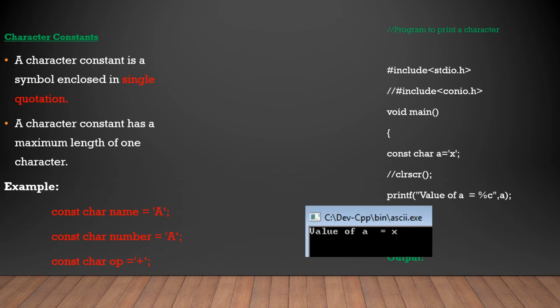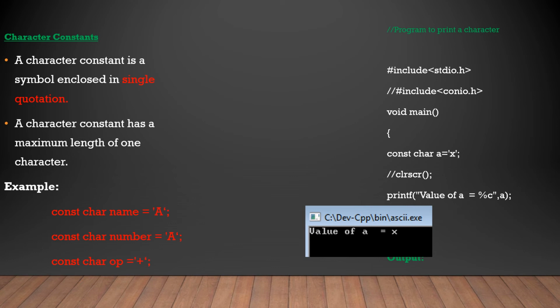And this is to represent the character constant. A character constant is nothing but a symbol enclosed in single quotation marks. See this example here. Const char name equal to 'A' in capital, represented with single quotes. See, const char operator is equal to '+', represented with single quotes here. Okay. So the character constant has a maximum length of 1 character. Character constant length is only 1 byte, so that is the reason its length is only 1 character.